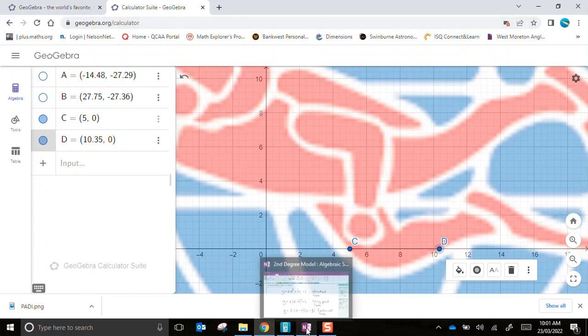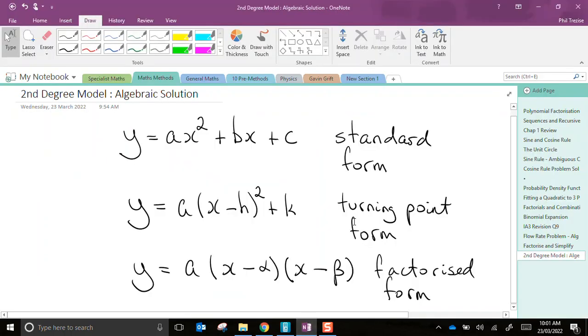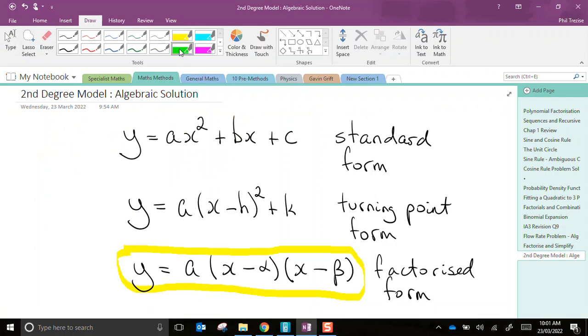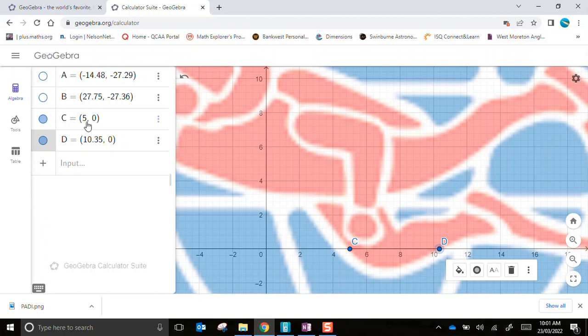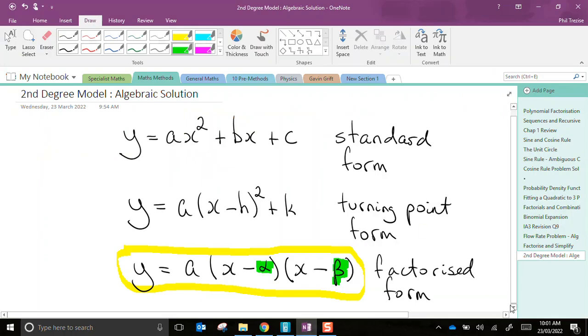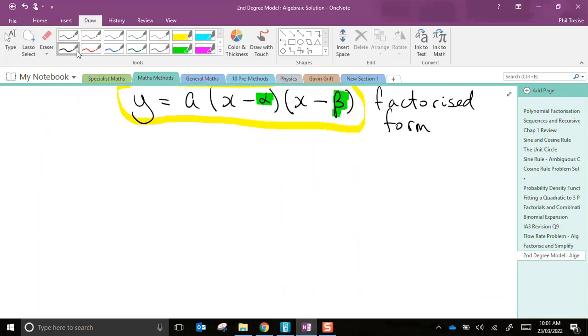So I'm just going to pop back to my notes for a minute, and I'm going to use this form of the quadratic equation because the roots of the equation are this number and this number. Now, in our case, we could see the roots are 5 and 10.35. So let's start writing that down. So we had that the first root of the equation was 5 and the next one was 10.35.